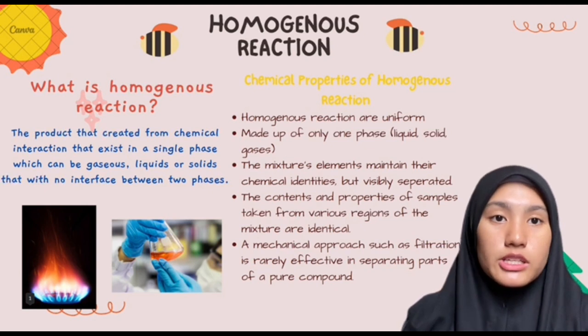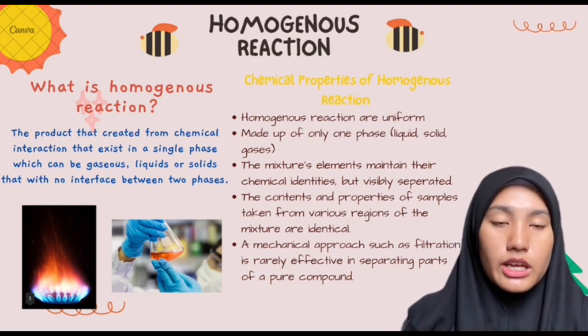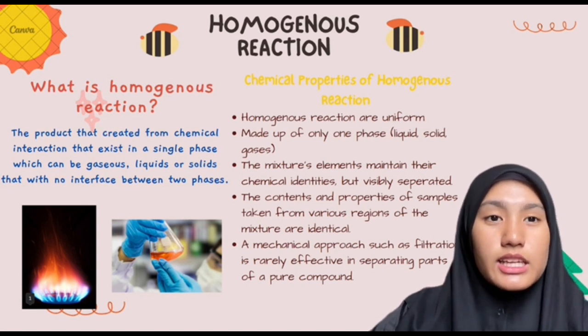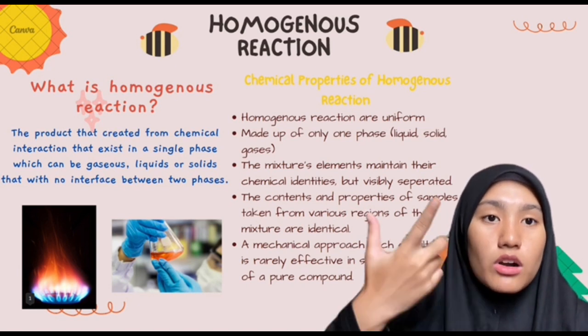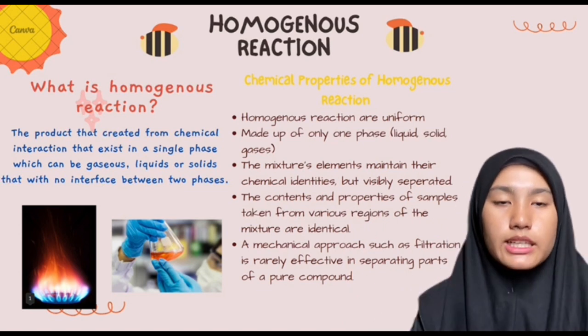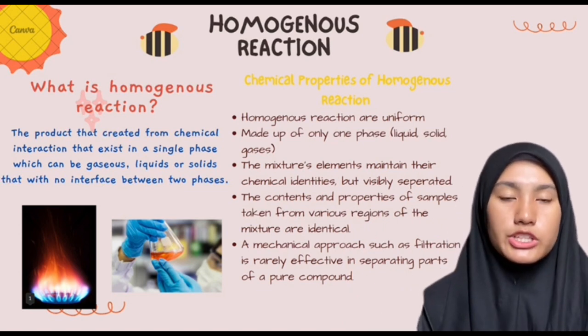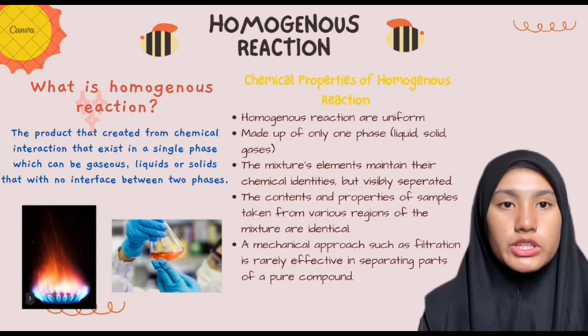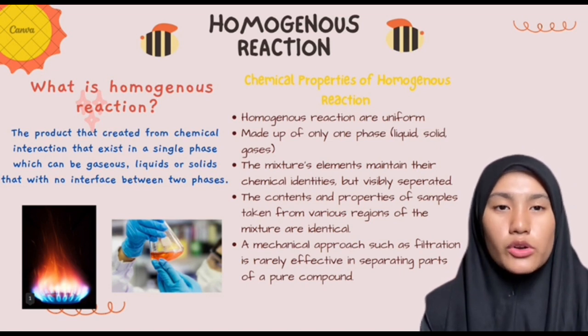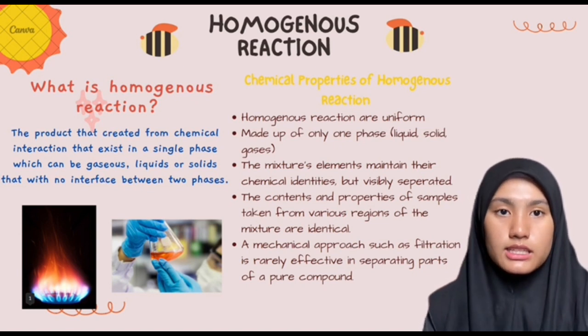What is a homogeneous reaction? A homogeneous reaction is a product created from chemical interaction that exists in a single phase, which can be gas, liquid, or solid, with no interface between two phases. The chemical properties of a homogeneous reaction are, first of all, that it is uniform. Second, a homogeneous reaction is made up of only one phase, which is liquid, solid, or gas.